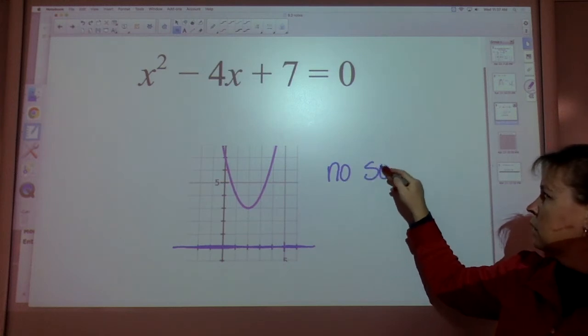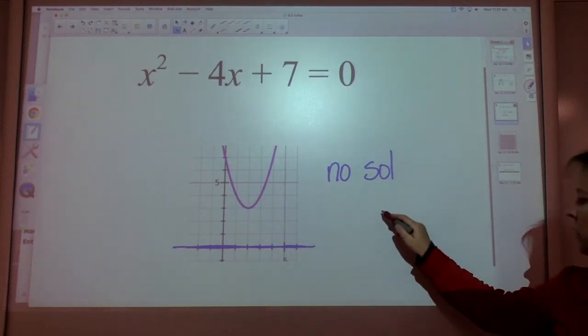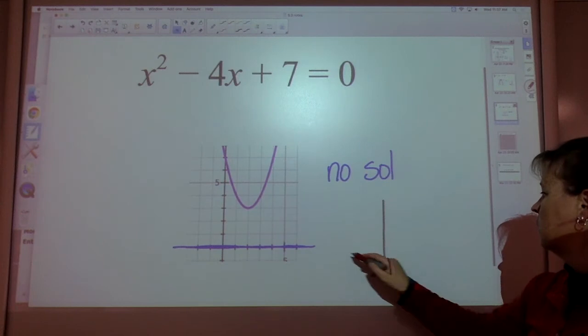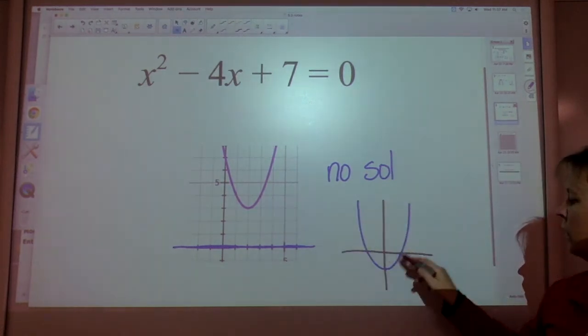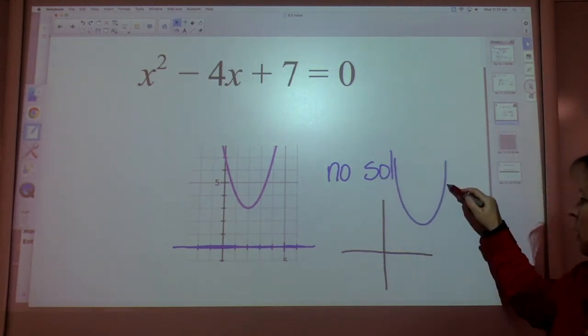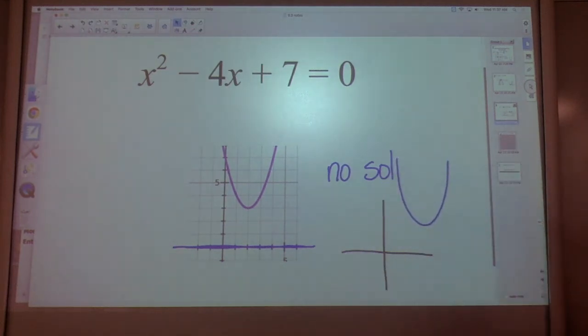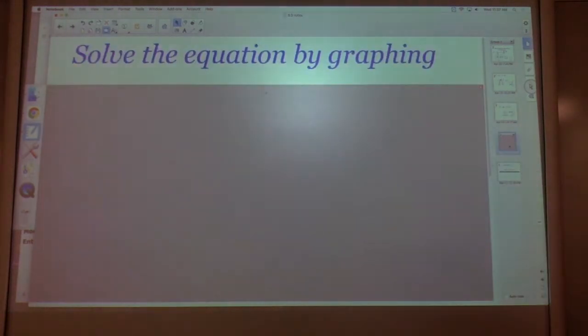No solution, which I'm okay with you abbreviating to no sol. No solution to that. It doesn't hit. So it's either you're going to have a parabola that hits twice, or it hits once, or it hits not at all. You'll have 2 answers, 1 answer, or no answer.